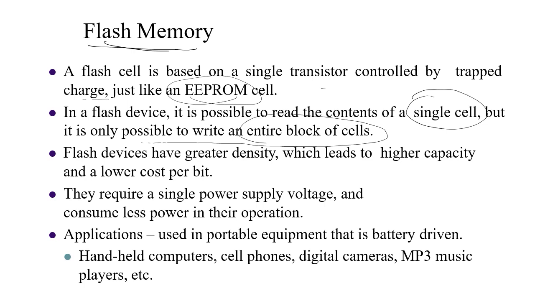You can read a single cell, but writing will take place in terms of blocks. The flash devices have greater density, which leads to higher capacity and low cost per bit. Compared to any other memories that we have, flash memories are much cheaper because they have greater density. They require a single power supply and consume very little power. We have seen that EEPROM requires three different voltages to do three different tasks, whereas in flash memory, a single power supply voltage is sufficient to perform all the operations.